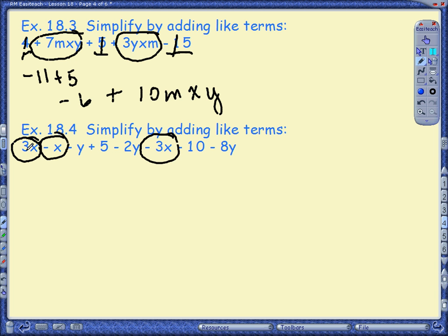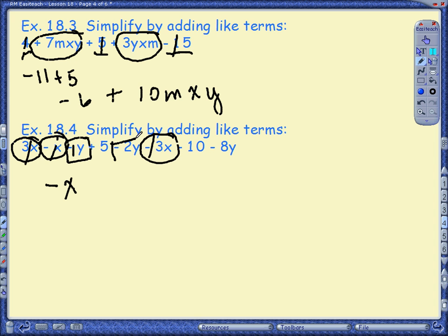Okay, I have a positive 3x and I have a negative 3x. Those are additive inverses. They are exactly alike. They're opposites. Opposites or additive inverses add up to 0. So those are 0, and all I've got left is negative x. The negative y, I know it's negative 1y, so I'll put a y there.